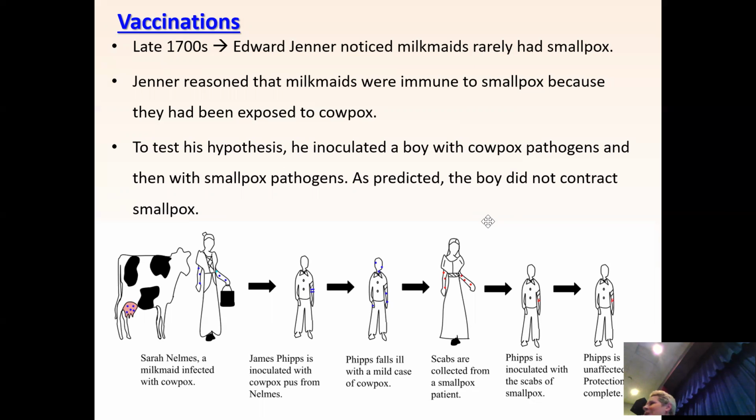Now, this is the story. How many kids did he actually do this with that died before? He got one kid that made it. I don't know. But anyway, that's our first vaccination. But it's a natural exposure, not something that's made in a laboratory, which is what we do now.